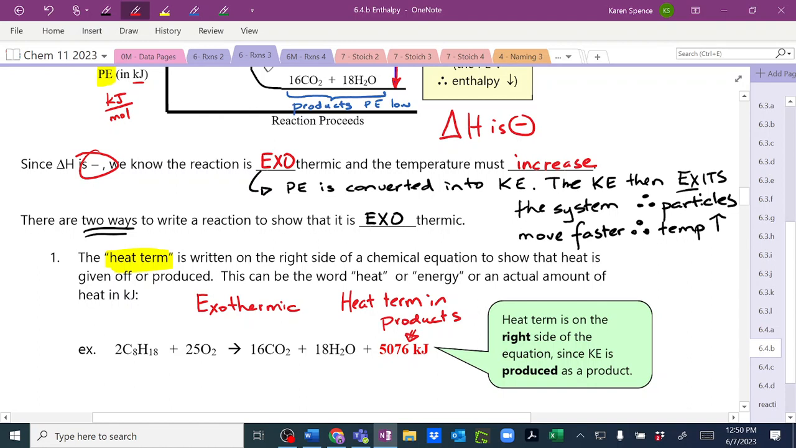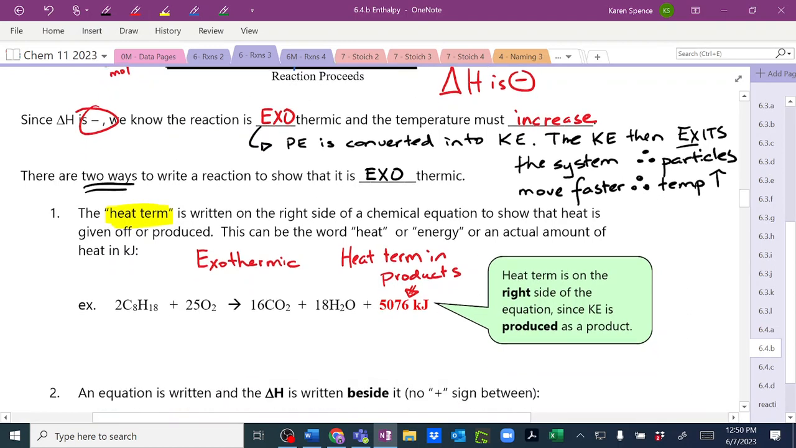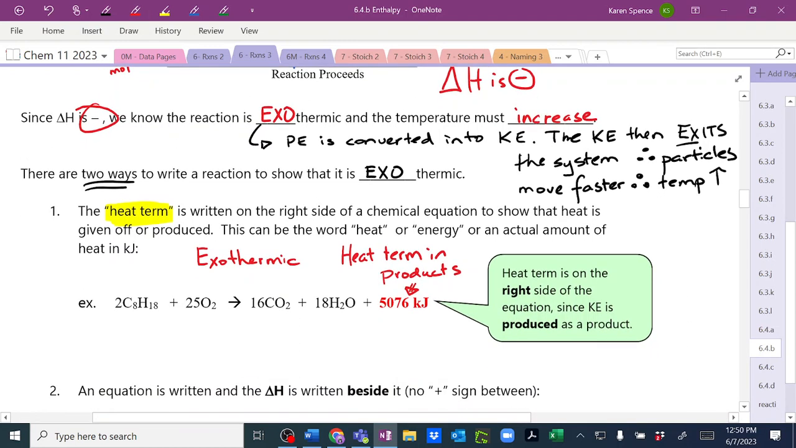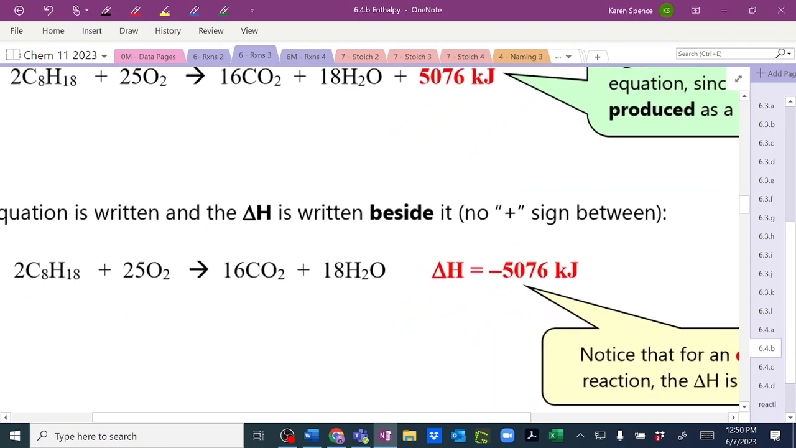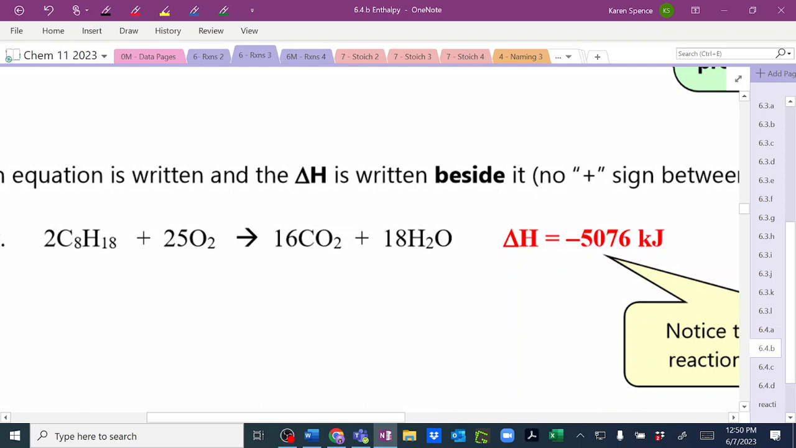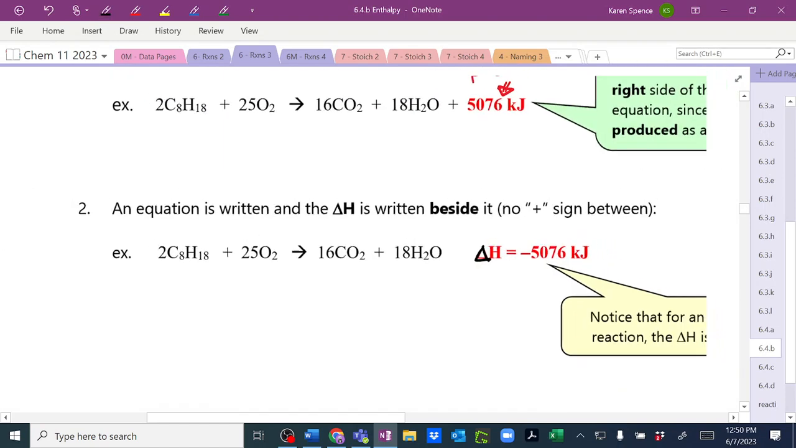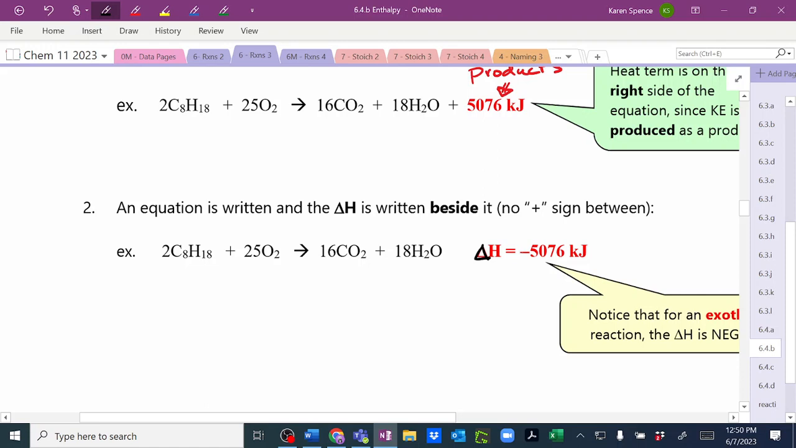Kinetic energy is produced. However, sometimes we're going to write this as an equation without the heat term in the reaction. We can actually write it a different way: with the change in enthalpy written off to the side. In this case, the change in enthalpy is negative because our potential energy decreased. The potential energy, in other words the enthalpy, decreased.